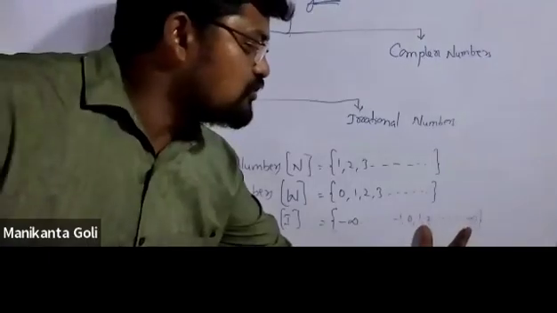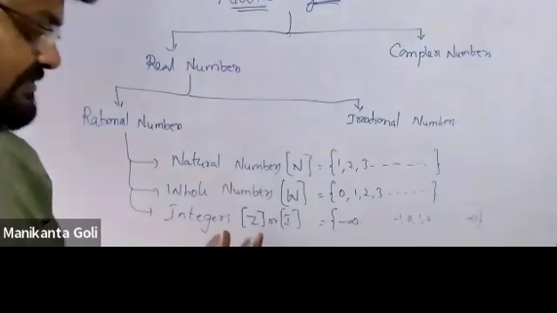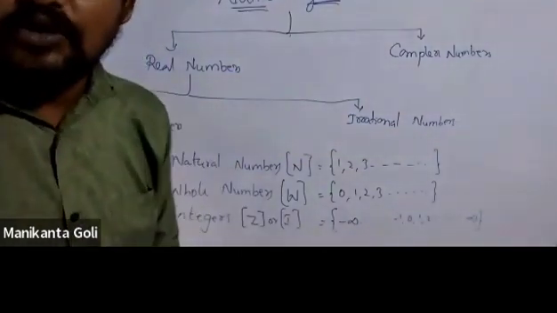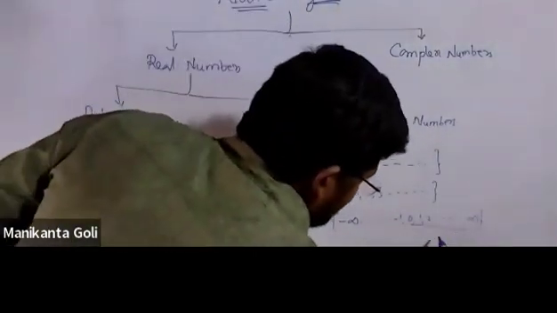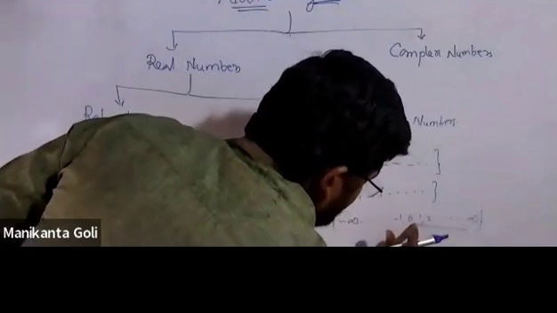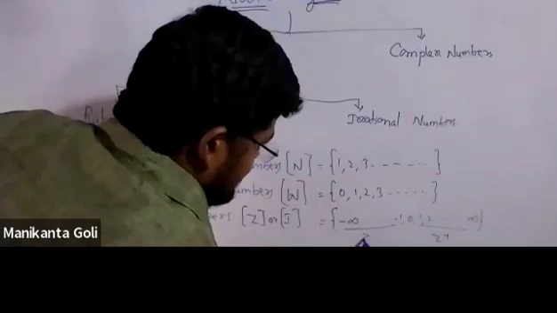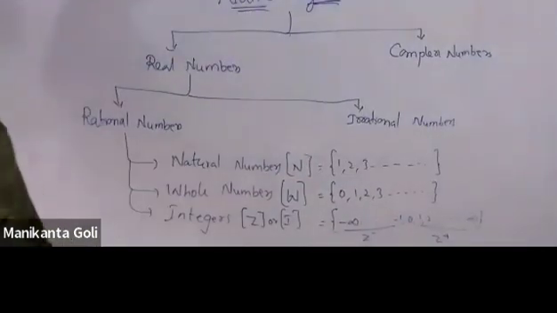And only positive numbers are denoted by Z plus. Only these numbers, 1, 2, 3, are Z plus. And this is denoted by Z minus.